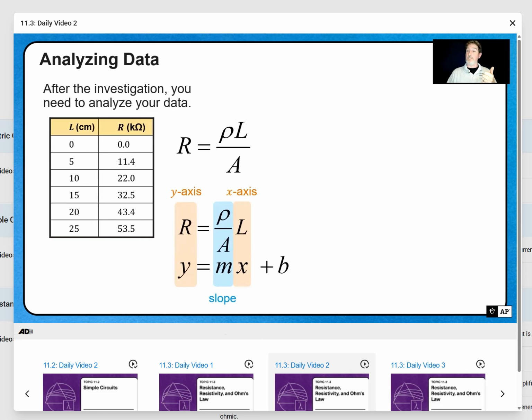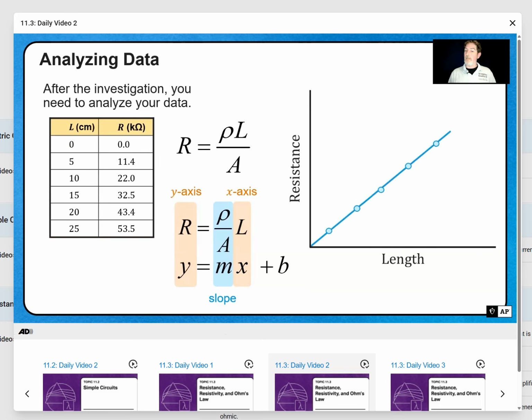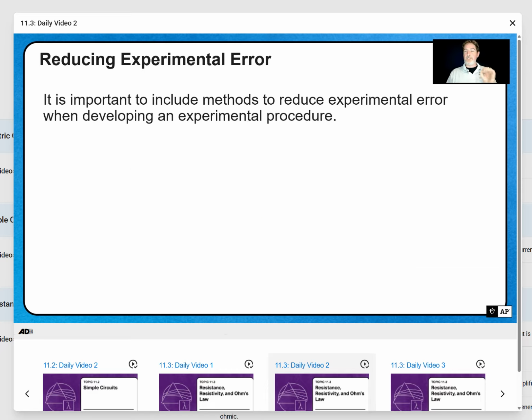Rho is a constant of the material, and A we chose to keep constant. So when we plot our data, we'll end up with a nice straight line, the slope of which is rho over A. So we can then calculate the slope of that line and use rho over A to determine the resistivity of the material.